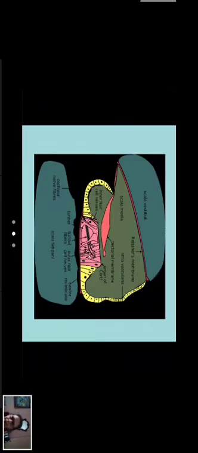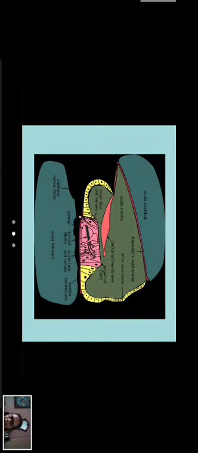This is the scala media containing endolymph. The fluid present here is the endolymph. From here the perilymph is flowing.